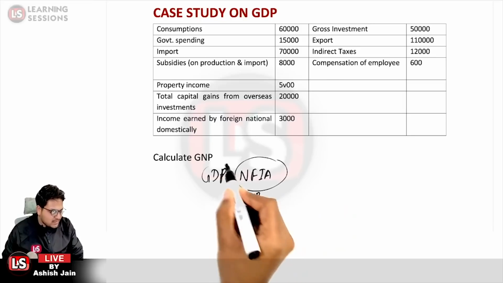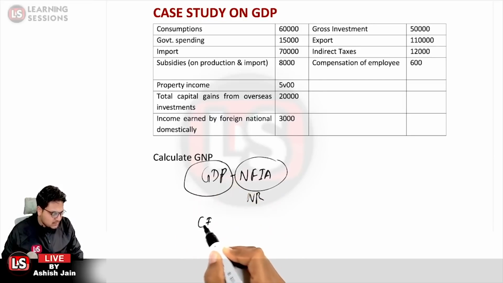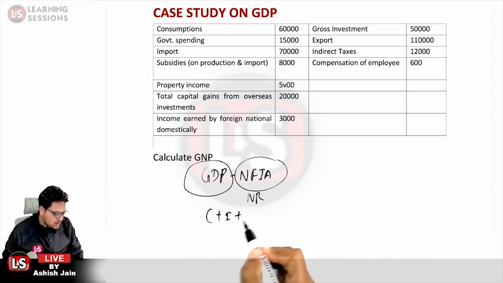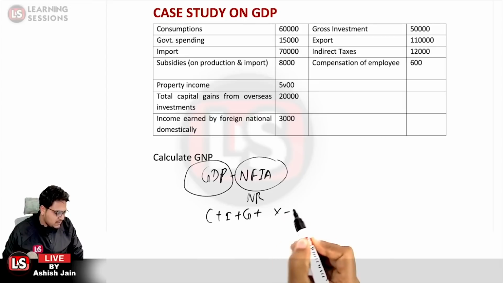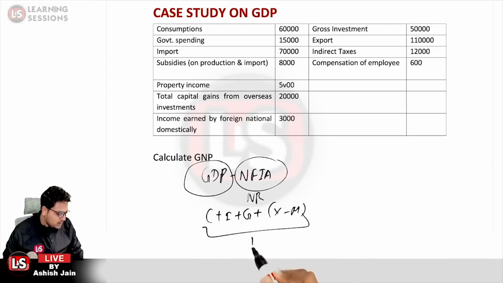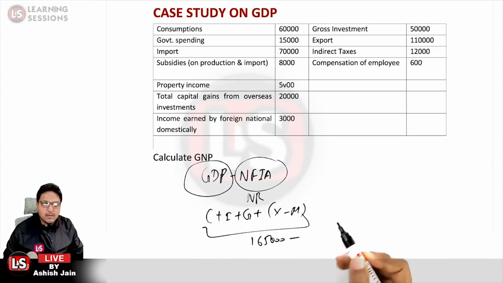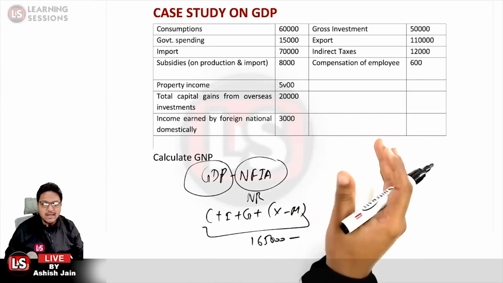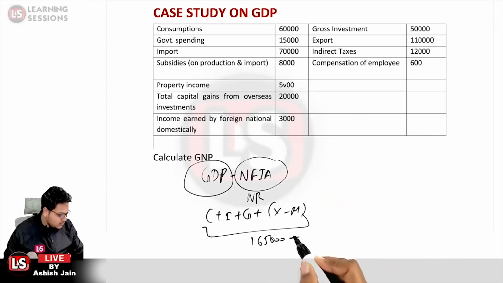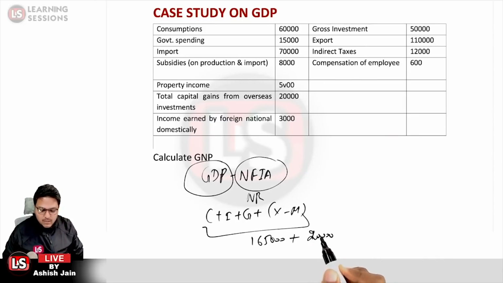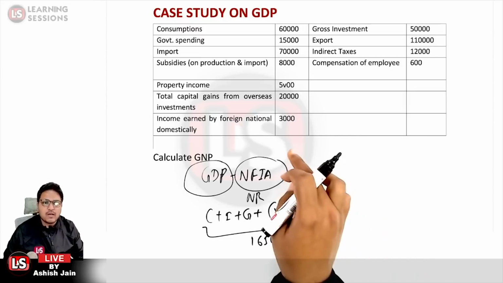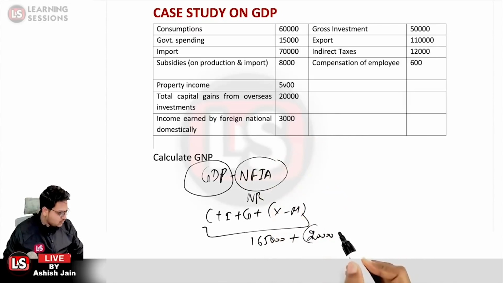Okay, so in the last question by expenditure method, that is C plus I plus G plus X minus M, that was the formula, and we calculated it to be 1,65,000. To that we add the income that we have gained from overseas, that is 20,000, but we need to subtract the amount that we have paid to the foreign nationals, that is 3,000 over here.